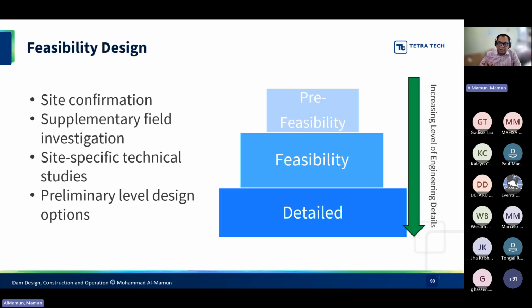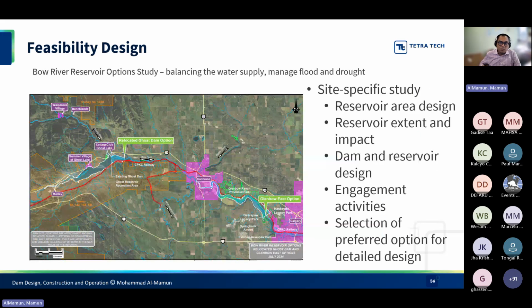So in a nutshell, in terms of the area, from pre-feasibility to feasibility to detailed design, we narrow down from a bigger area to a smaller area. But in terms of detail, as we narrow down into a smaller area, the level of detail that we look at will increase for that particular area with respect to constructing a dam. So going back to the same example that I provided, we were involved in this pre-feasibility design. Our team was the geotechnical lead for this project.